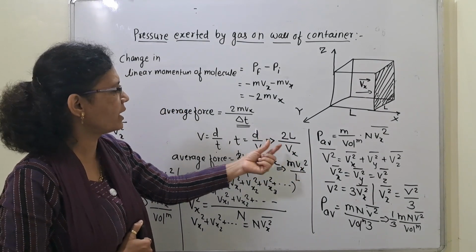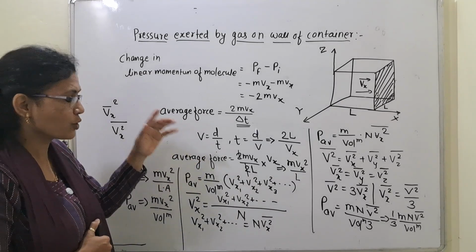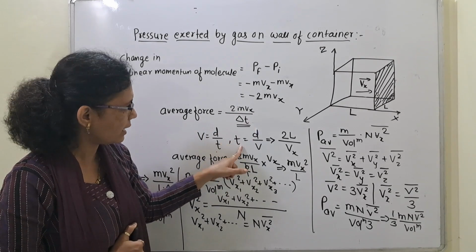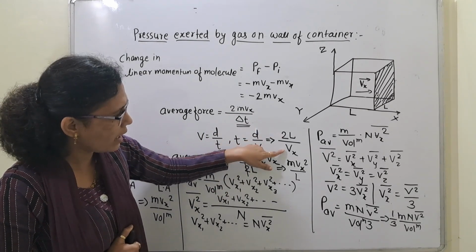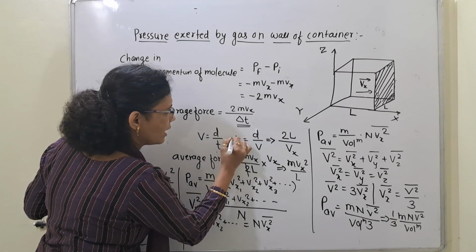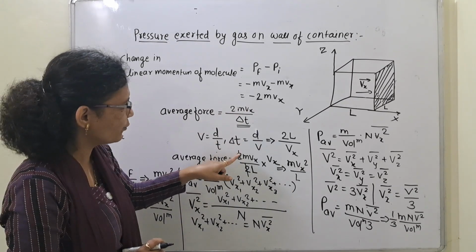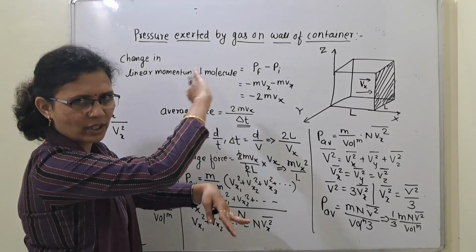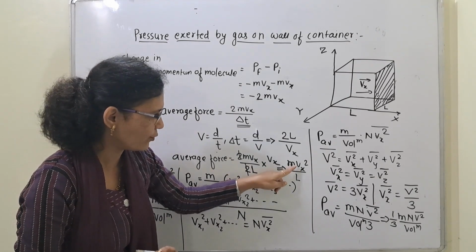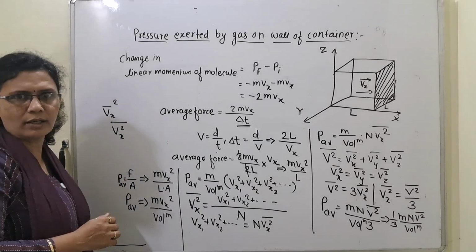That value of time we are going to put in this equation, that is, the average force will be 2mvx upon delta T. What is delta T here? Delta T is 2L upon Vx. If you do not understand, you can take it like this also: delta T is equal to D upon V. Therefore, 2mvx upon 2L upon Vx. Vx will get cross multiplied. Therefore, Vx will be here. So, what will be the final formula? mvx square upon L.